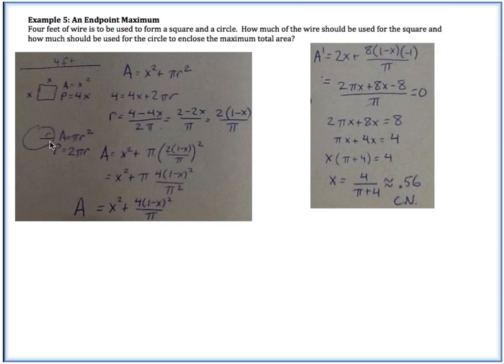Okay, next I want you to find your feasible domain, and when you think about it, you have to decide, where are you going to put your wire? Are you going to use it all for your square or all for your circle? And then once you find your domain, you need to test your endpoints and then also test your critical number to see which one will give you the maximum total area. So go ahead and pause the video and then come on back with your final answer.